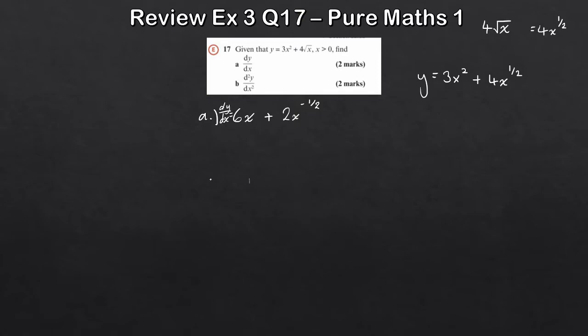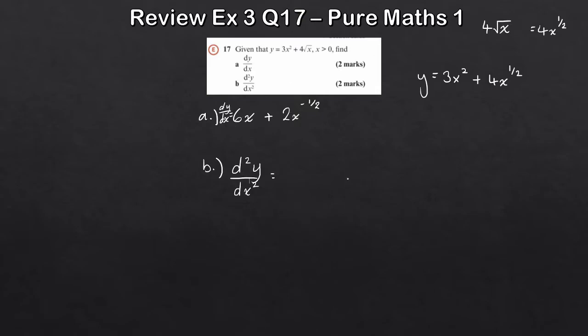Okay, and then part B, so I wouldn't bother rewriting this 2x to the minus a half here, because we've got to differentiate it again. And remember, the second derivative here, we calculate the second derivative using the first derivative. So with the first derivative now, differentiate this once more.